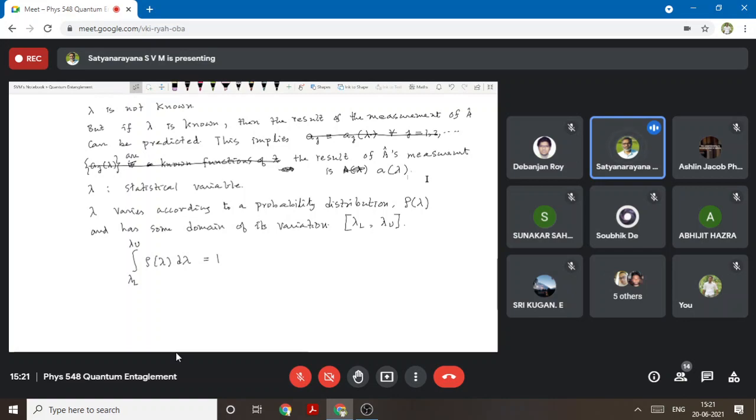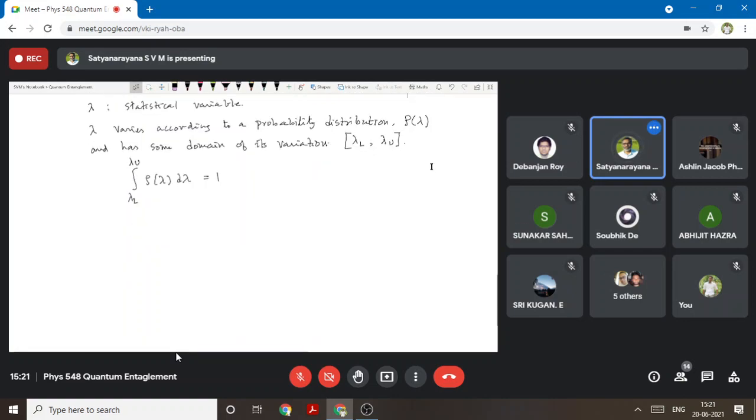So now what happens? Please understand something like this. Let us say that this is your lambda axis. Let's say this is lambda lower value and lambda upper limit. Now there will be some particular region. You have defined your a of lambda. So this is some known function. This is kind of a result function.